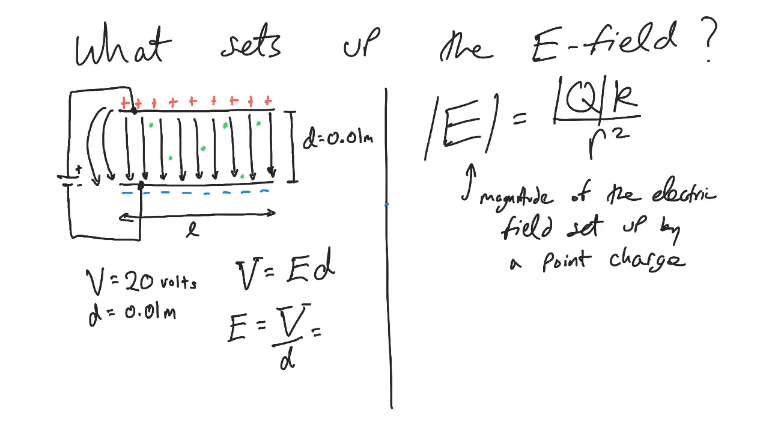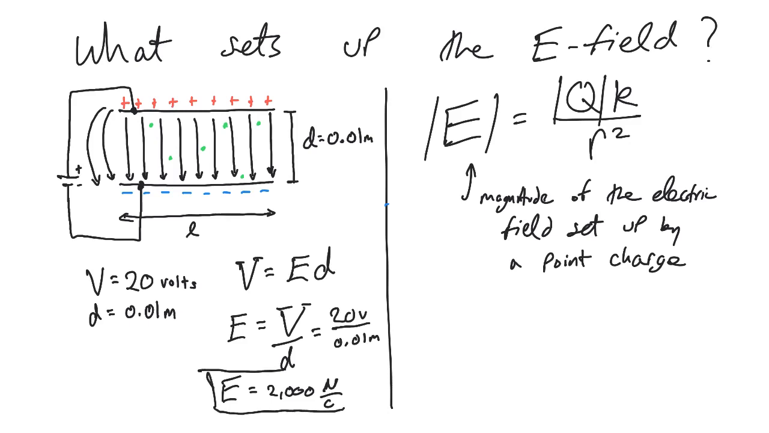So it would be 20 volts divided by 0.01 meters. And then you do that, and you'd get 2,000. So this would now be an electric field strength of 2,000 newtons per coulomb. The magnitude of it, right?